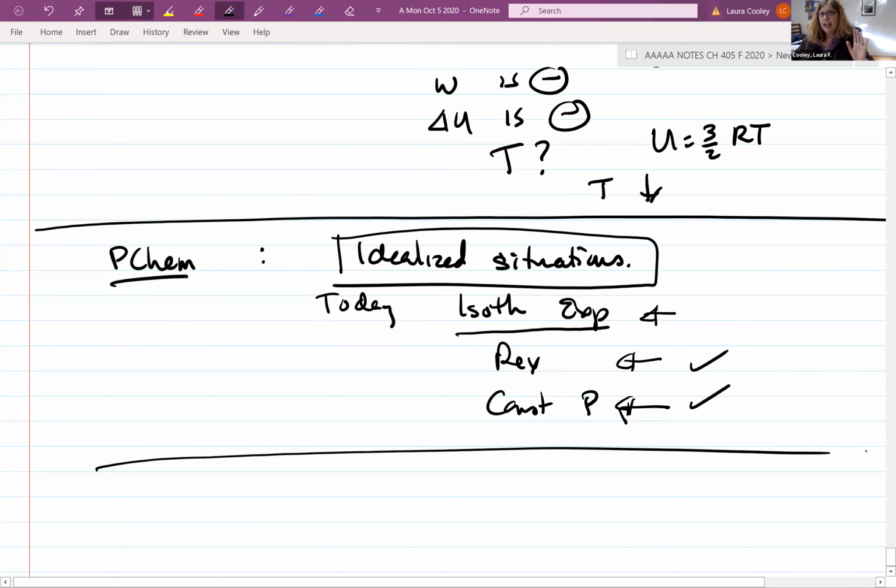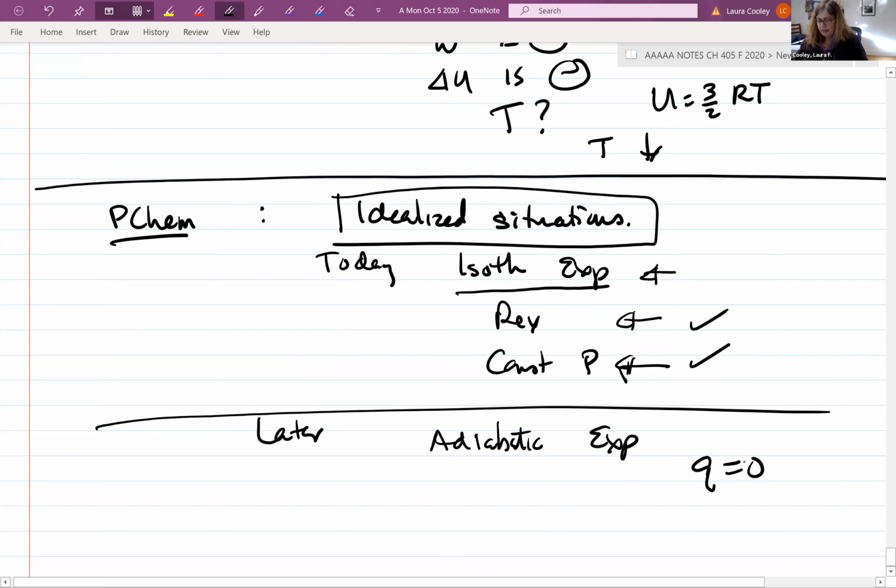Some other day, later, we're going to do an adiabatic expansion, and that's where Q is equal to 0. And we're going to do reversible, and we're going to do isothermal. Oh, sorry, reversible and constant pressure.